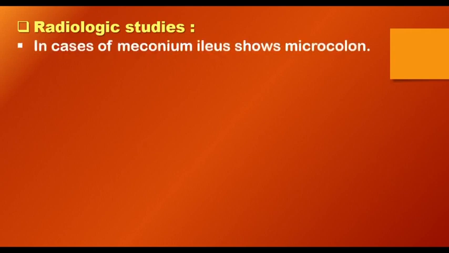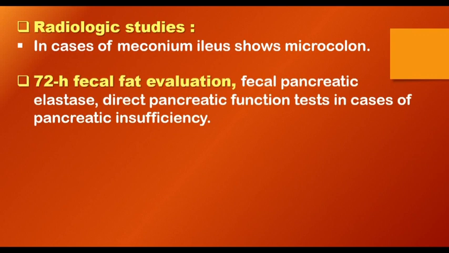What we have also in the investigations are the radiologic studies, very important. In which case? If cystic fibrosis presents immediately after birth as meconium ileus, causing microcolon, it's very important to take a plain abdominal X-ray film, or a contrast enema to show the microcolon. The other is the 72-hour fecal fat evaluation. We talk about steatorrhea. This means excessive fat present in the stool. Then there are fecal pancreatic elastase and direct pancreatic function tests in case of pancreatic insufficiency.